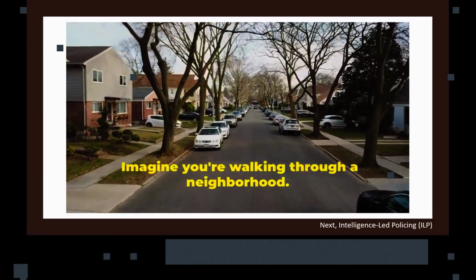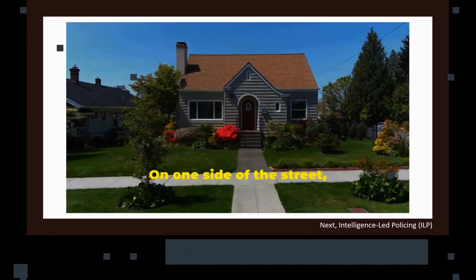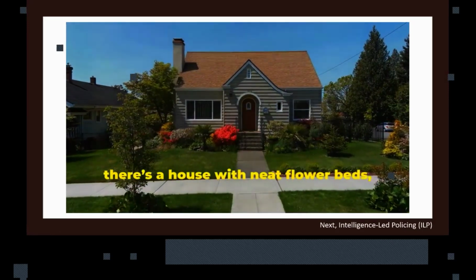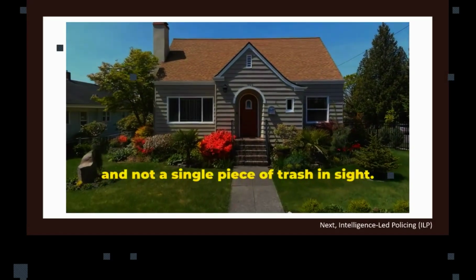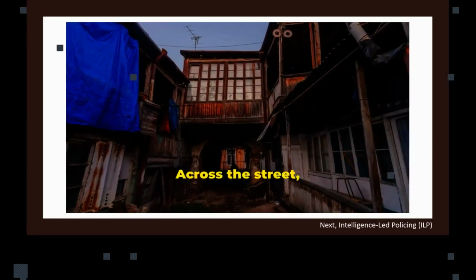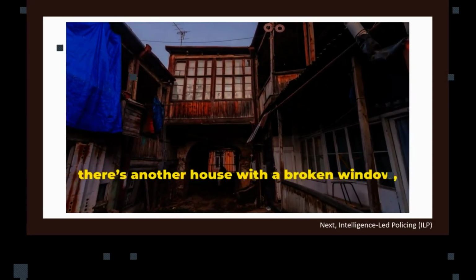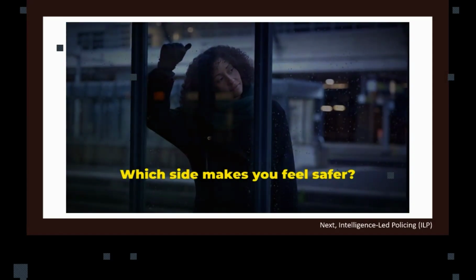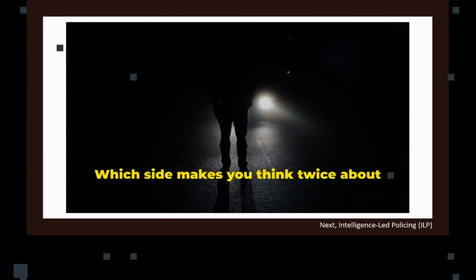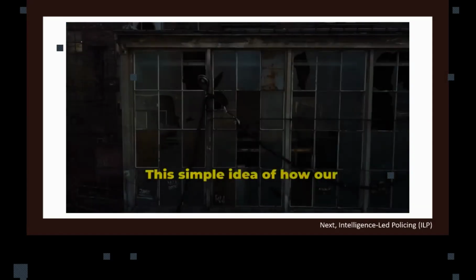Imagine you're walking through a neighborhood. On one side of the street, there's a house with neat flower beds, a freshly painted fence, and not a single piece of trash in sight. Across the street, there's another house with a broken window, graffiti on the walls, and overgrown weeds. Which side makes you feel safer? Which side makes you think twice about walking alone at night?